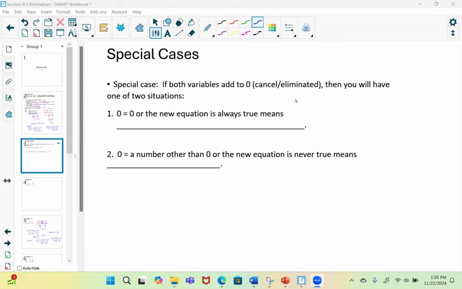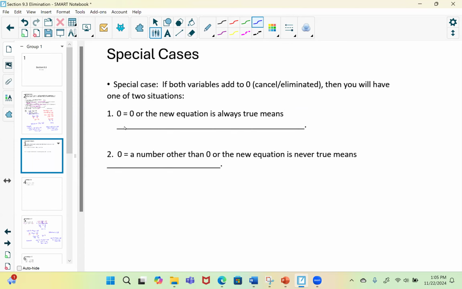So special cases are if both variables add to 0, they're cancel eliminated, then you'll have one of two situations. You'll either get 0 equals 0 or a new equation that is always true, like 2 equals 2, 5 equals 5. And if that's true, then we have infinite solutions. So there's an infinite number of points that work.